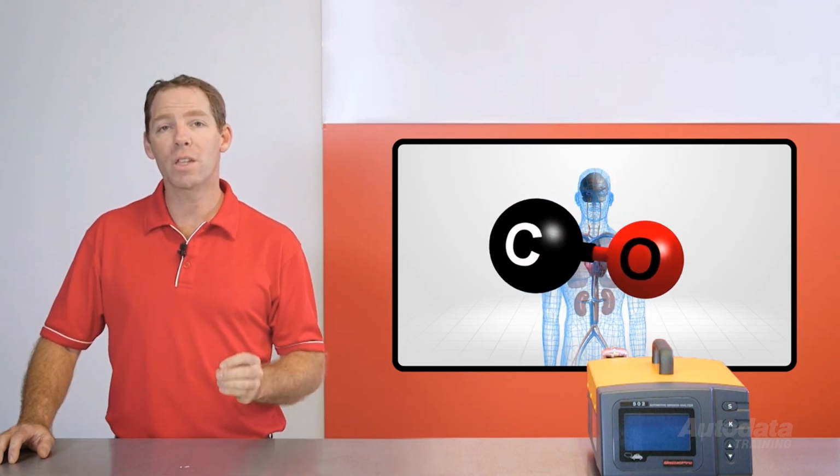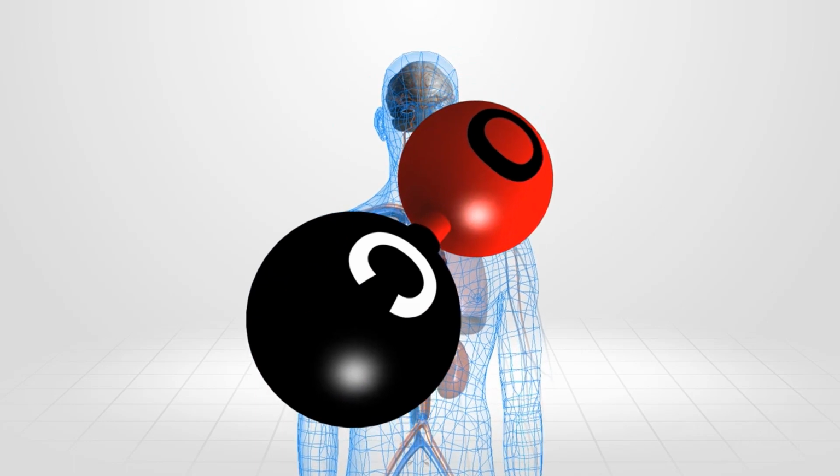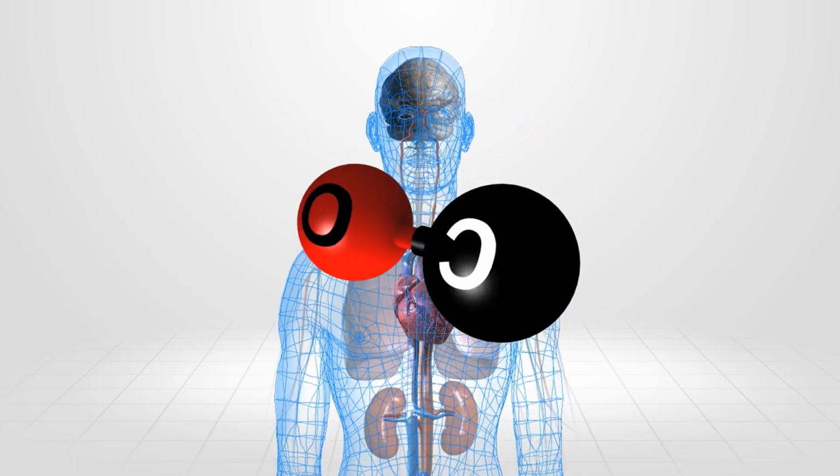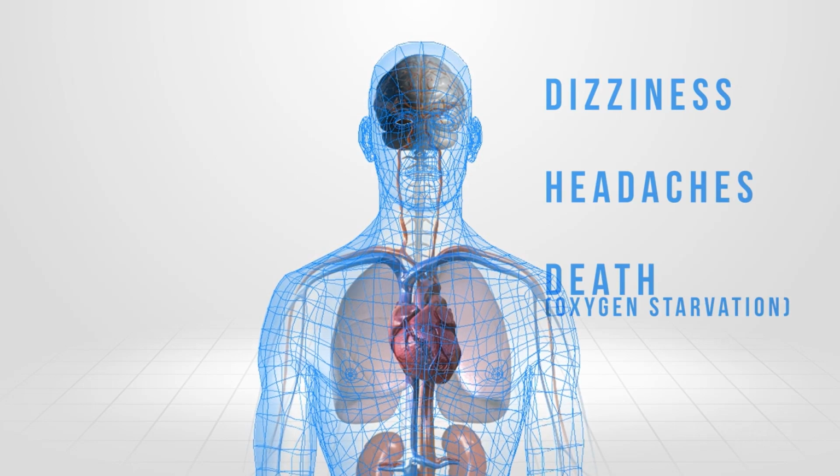Carbon monoxide, or CO, is a byproduct of combustion. It's a poisonous chemical compound of oxygen and carbon. CO is a colourless, odourless and highly poisonous gas that can cause dizziness, headaches and death by oxygen starvation.